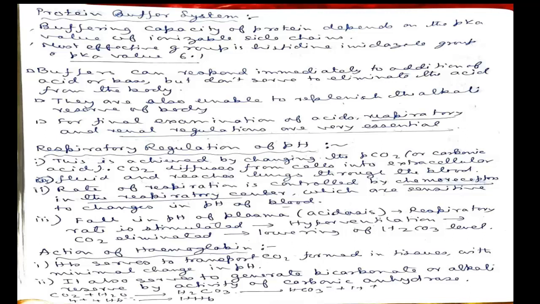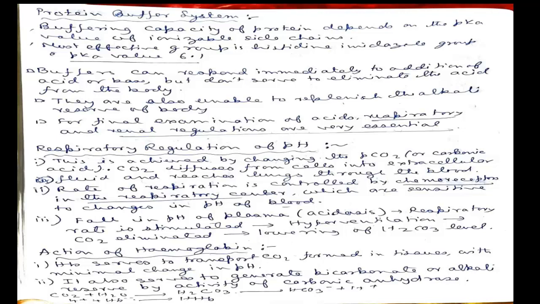Hemoglobin plays an important role in transport of carbon dioxide. Hemoglobin serves to transport this carbon dioxide from tissue with minimal change in pH. It also serves to generate this bicarbonate or alkali reserve by activity of carbonic anhydrase.